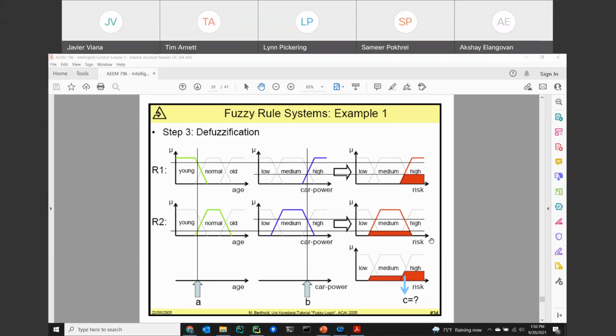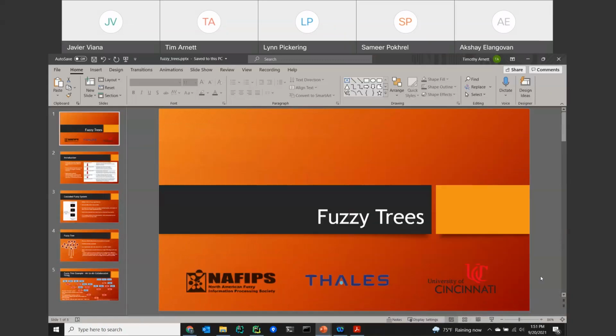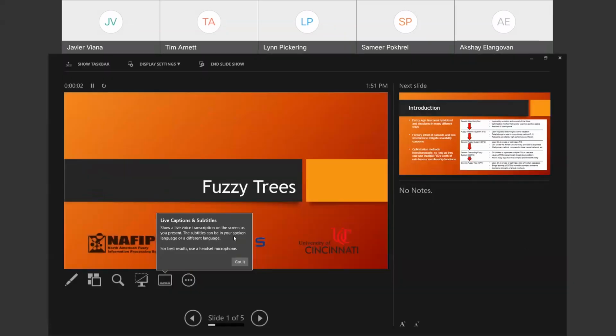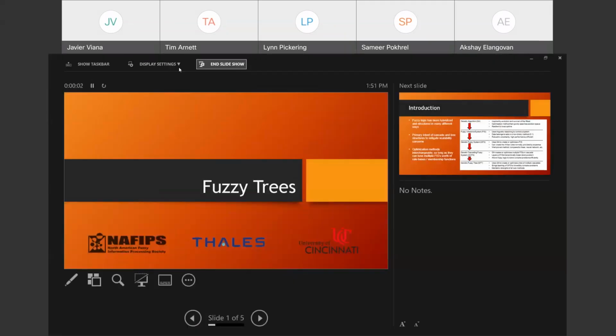So if there are no other questions on fuzzy logic, membership functions, or inference systems, I'm going to move on to the next part, which is much shorter, but deals with an important topic, which is fuzzy trees.